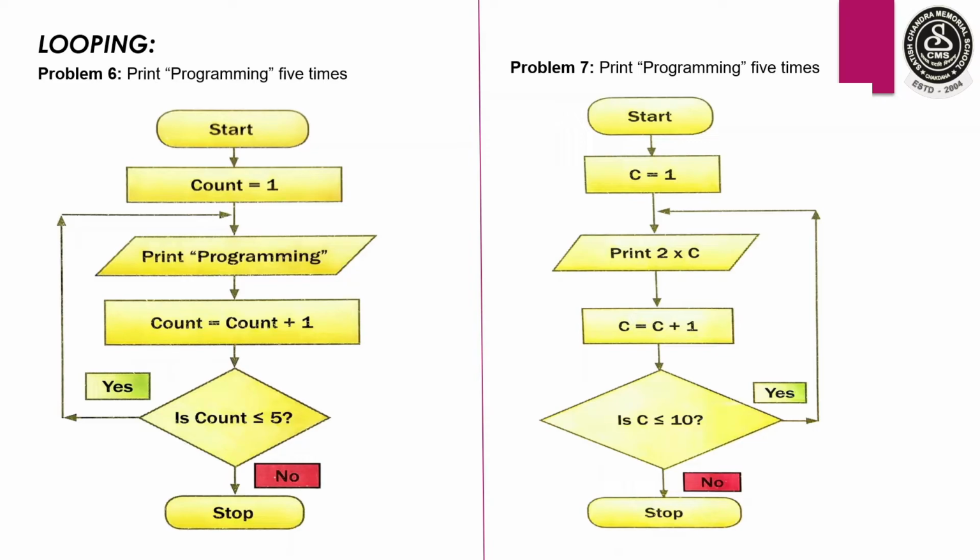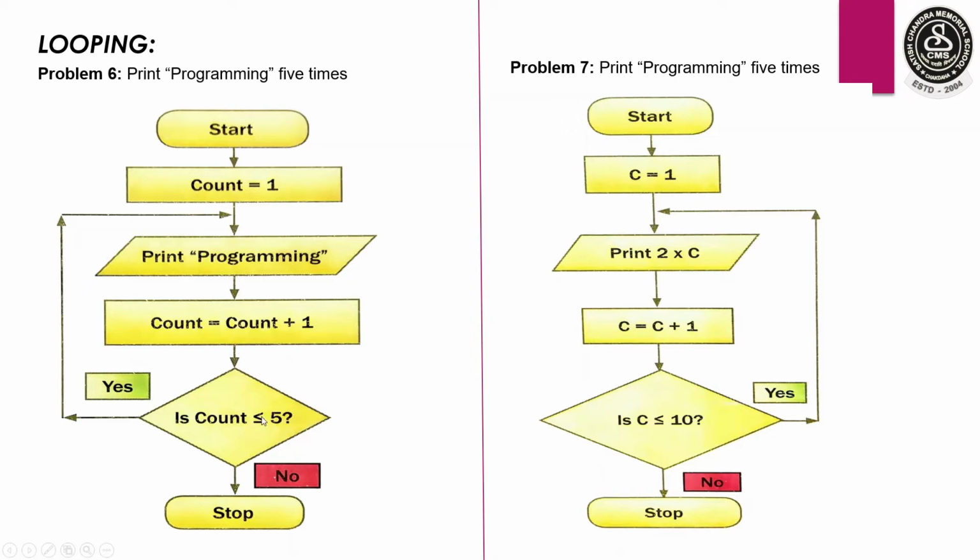Again it will be 2. It will check. It is yes, less than or equal to 5. It will come to print programming. Again it is 3. It will come to print programming. 4. It will come to print programming. And at the last step, it will be count plus 1. That means 4 plus 1, 5.